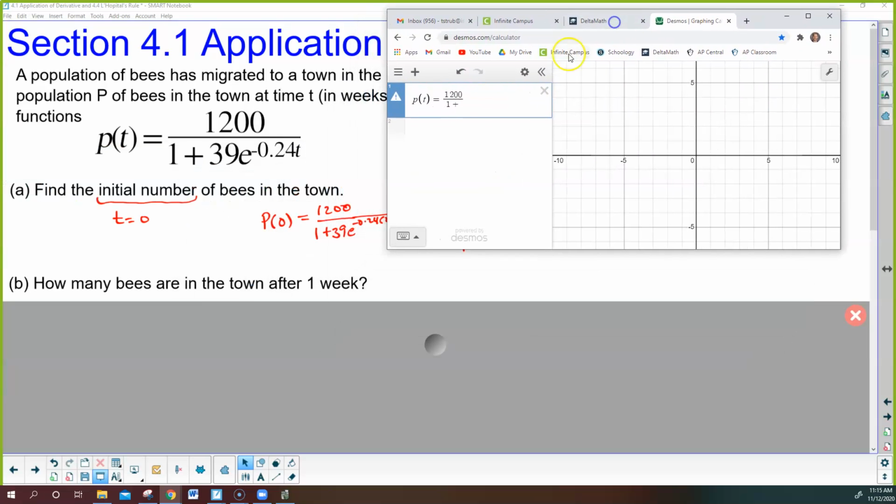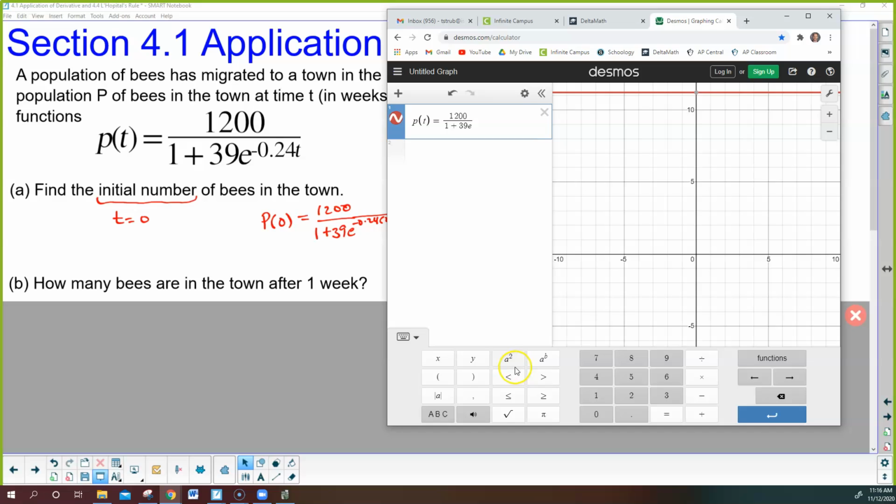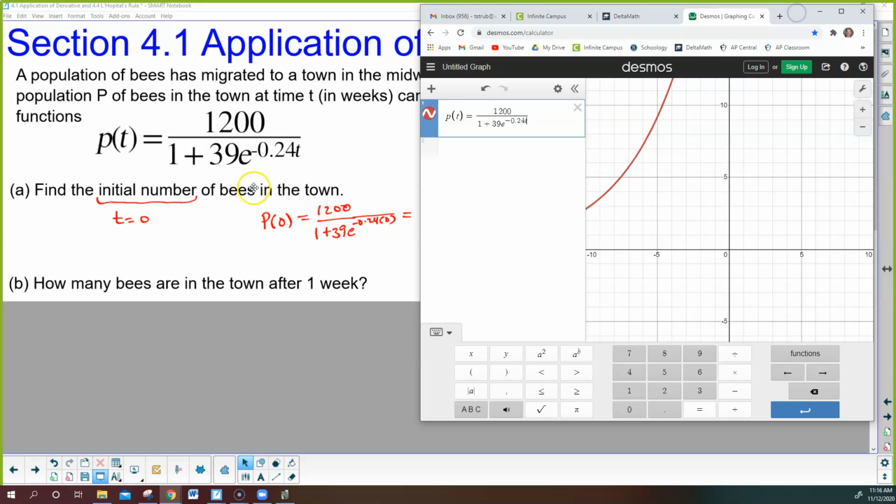Desmos is always, I was going to do Desmos, but it doesn't do the same thing I want it to. So if you have your graphing calculator, you could just type this in. This is not going to work the way I want it to today. So let's just use this information the way it is, or for what we have right now.